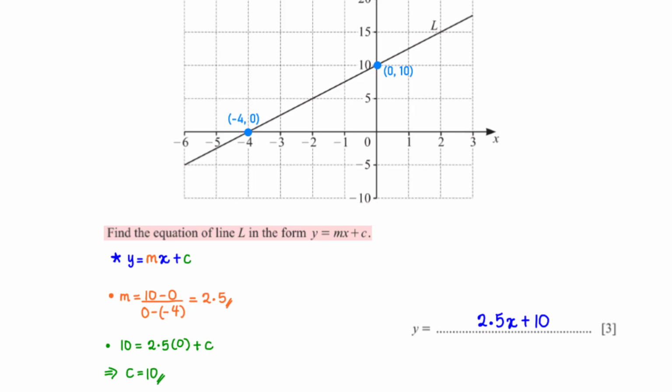The first way we can do this is to pick the value on the y-axis through which line L passes, and that is 10. Another way to get the value of c is by plugging in the value of m and one set of coordinates on the line into y equals mx plus c. Now that we have the values of m and c, the equation of the line is y equals 2.5x plus 10.